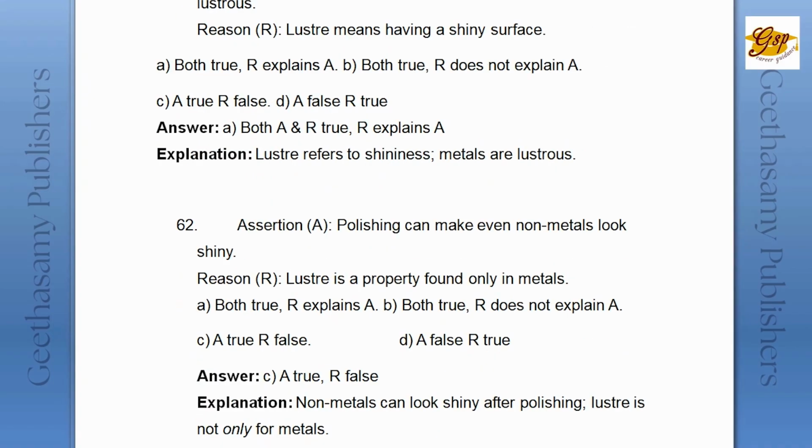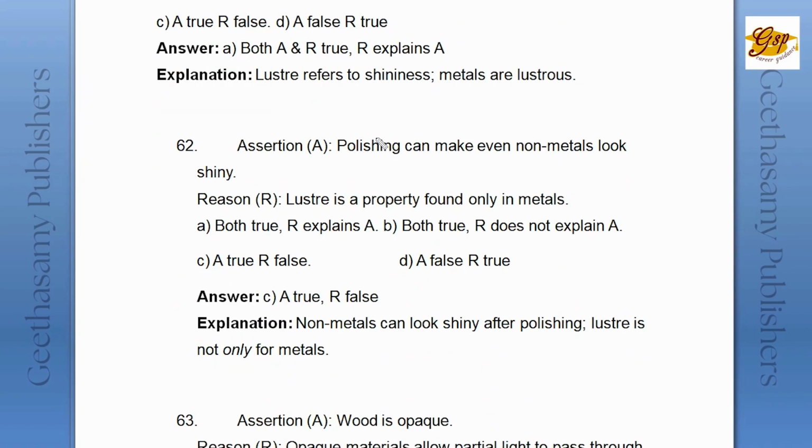Fine. Then 62nd question. Assertion: Polishing can make even non-metal look shiny. Reason: Luster is a property found only in metals. Both are true and R explains A; both are true and R does not explain A; A is true, R is false; A is false, R is true. The correct answer is A true, R false, because non-metals can look shiny after polishing. Luster is not only for the metals.